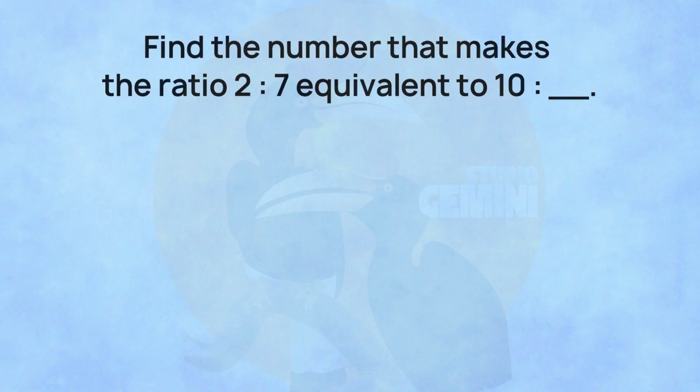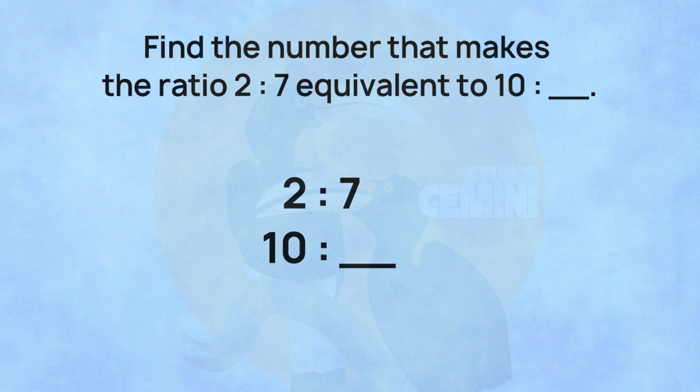In our next example, we are asked to find the number that makes the ratio 2 to 7 equivalent to the ratio 10 to blank. Even though these aren't fractions, that's okay. This is just another way to write ratios, but we'll still approach it the same way. We'll line up our ratios like this and compare the corresponding values that we have. In this example, we know the left sides of both ratios, 2 and 10.